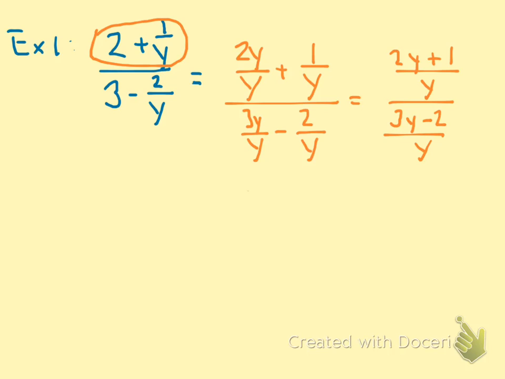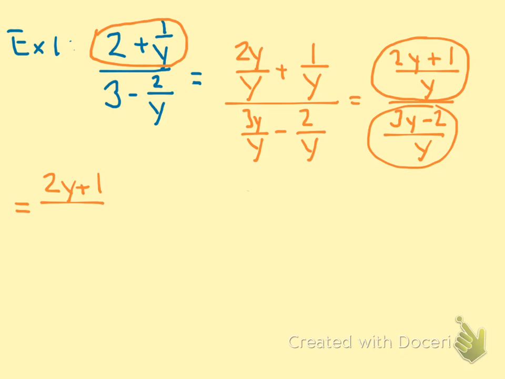And now we just have a division here. I have a fraction divided by a fraction. I know how to deal with that. That means that I'm going to take the reciprocal of the second fraction. This is the same as 2y plus 1 over y times y over 3y minus 2.